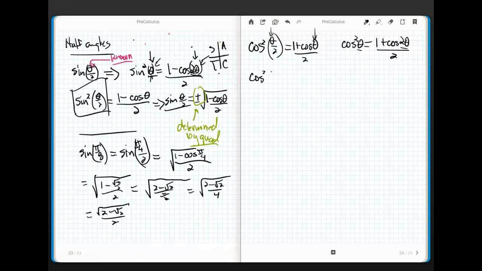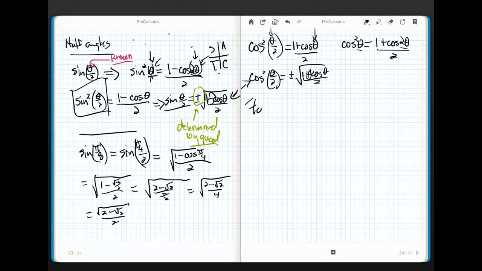So cosine squared theta halves is equal to plus or minus the square root of 1 plus cos theta all over 2. Same trick. It's exact. Look at it. They look almost identical. The only difference between them is this one's got a minus, this one's got a plus. Now, again, you don't have to memorize those, but on your formula sheet, you better have them highlighted with fireworks shooting out of them, and things of that nature.